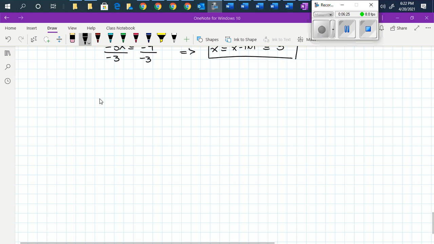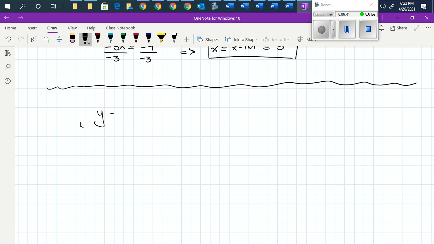Now let's see how we can calculate the value of x when we know the value of y, and how we can calculate the value of y when we know the value of x. Let's suppose that we have the equation y is equal to 3x minus 2, and we are calculating the value of y when x is equal to negative 2.